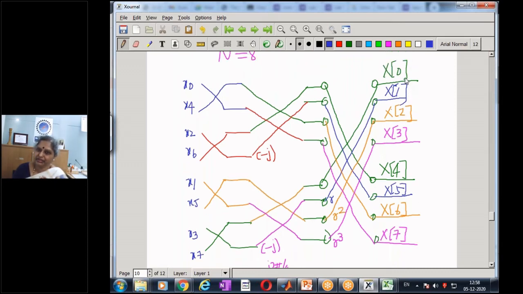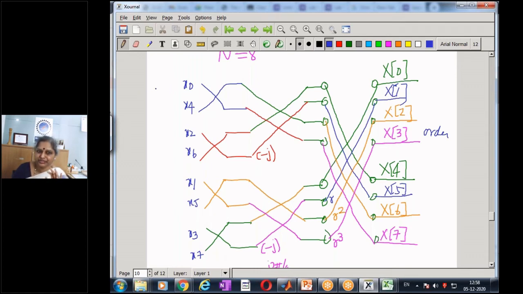How is my output coming? x0, x1, x2, x3 in a sequence, in natural order. How is my input? x0, x4, x2, x6, etc. And how do we remember this? How many bits do I require for representing these elements? I need 3 bits.